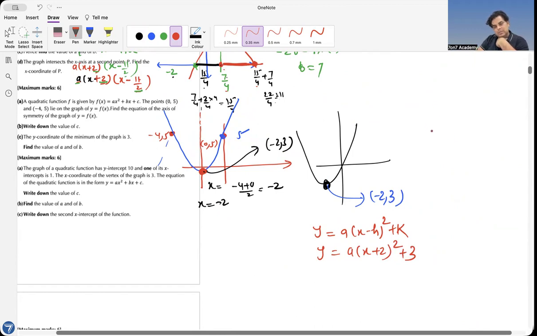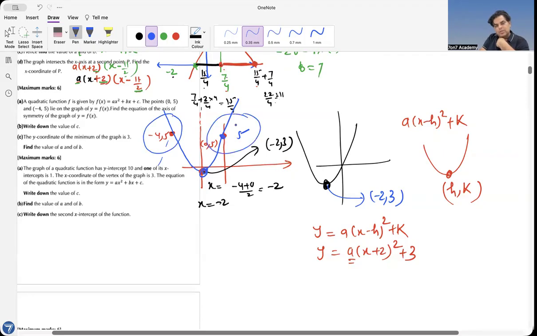If you have the vertex, you can plug in the x and y of the vertex: y equals a(x minus h) whole square plus k, where h comma k is the vertex. Agree? Got it. Now we have to get a. To get a, we can put any other point. You can put this point or this point to get the value. So the better way is to put this point.